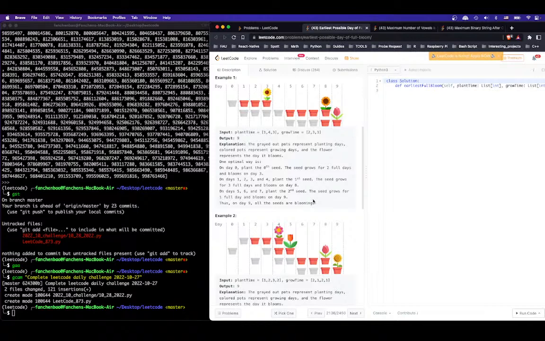Or we can do the reverse. Plant those, wait for 2 days, bloom, right? And then we plant the second one here, and wait for 2 days and bloom. That's 1, 2, 3, 4, 5, 6. Both are 6 days. So this will be the same.